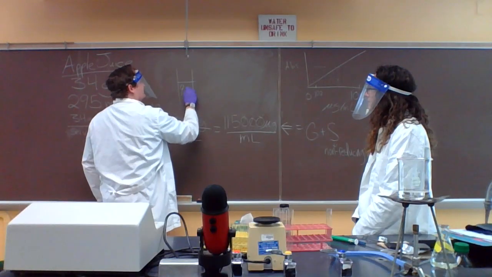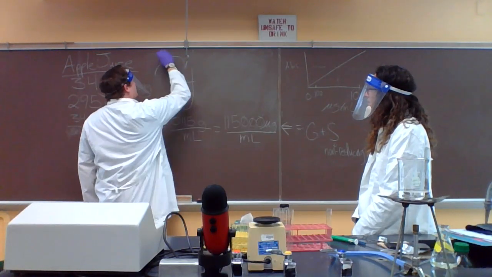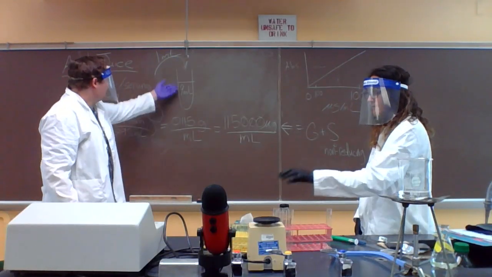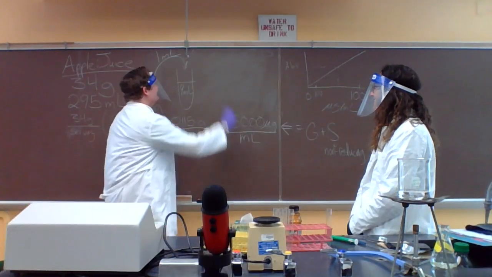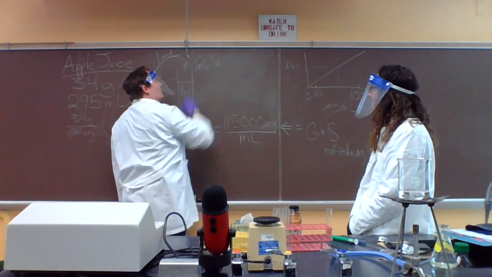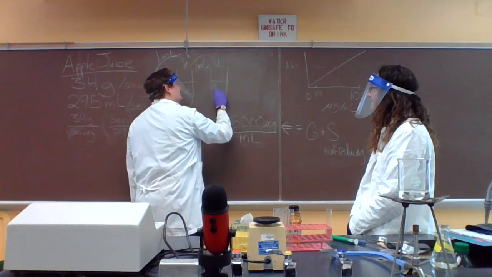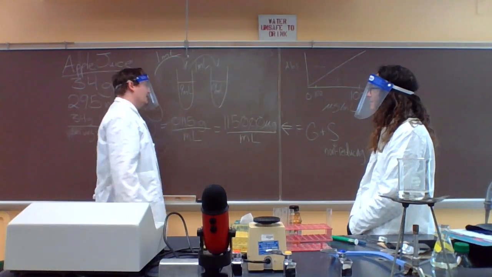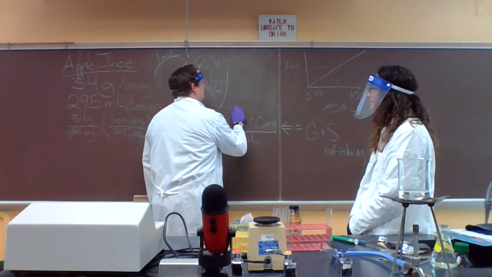9 milliliters of water. 1 milliliter of apple juice. A 1 in 10 dilution. Yes, exactly. Now, 1 milliliter of our 1 in 10 dilution added to 9 milliliters of water. And now we have a total of a 1 in 100. So this would be the 1 in 10, 1 in 100.